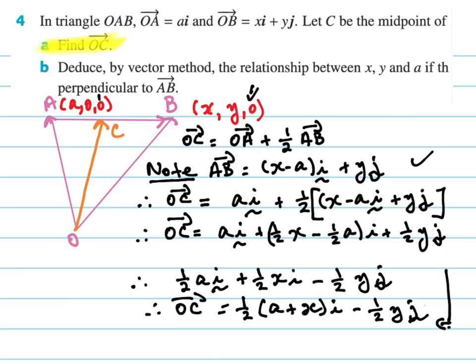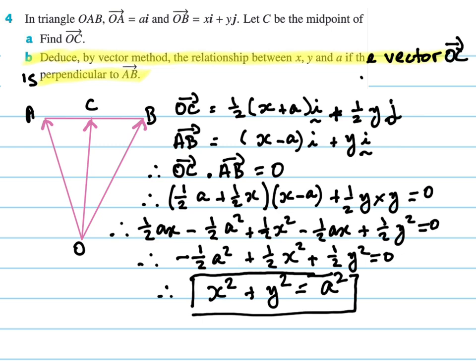Oh no, it's not. We've got one more part, haven't we? Part B. Deduce by vector method the relationship between x, y and a if the perpendicular, so that's cut out there. It was meant to say deduce by vector method the relationship between x, y and a if the vector OC is perpendicular to AB. Press pause and then I'll display the solution.